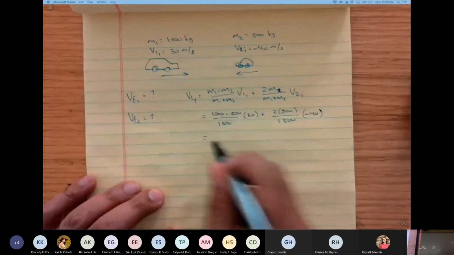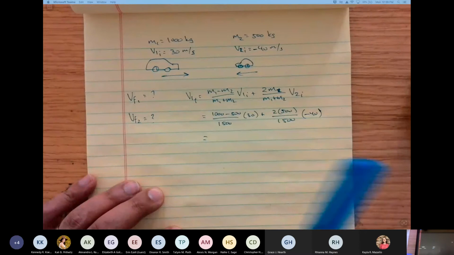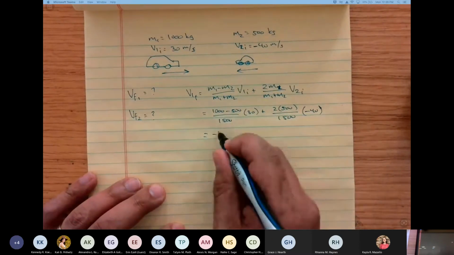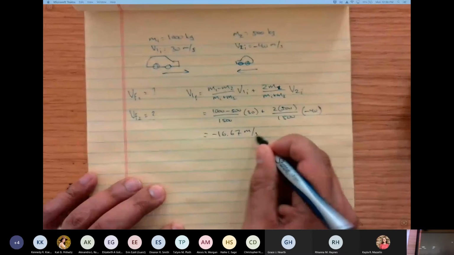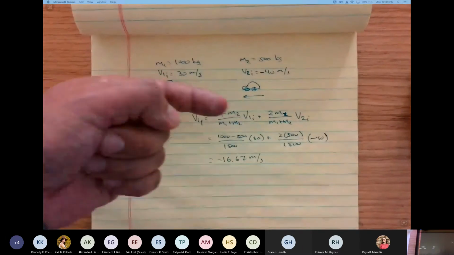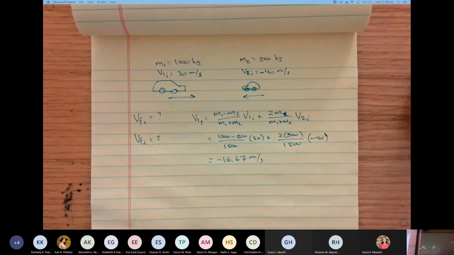Sylvia, what did you get? As the total, negative 16.67 meters per second. So that means that the first car hits the second one and goes back in the opposite direction.